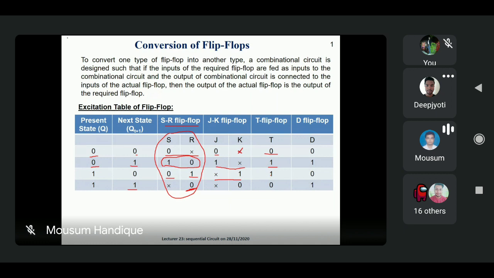No, it depends on whether it is doing it or not. That particular part, when we are constructing the excitation table, we are not caring about that one.